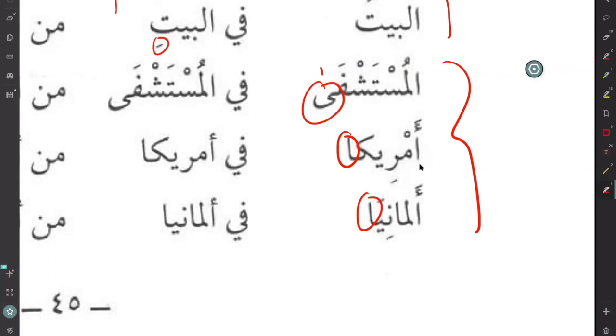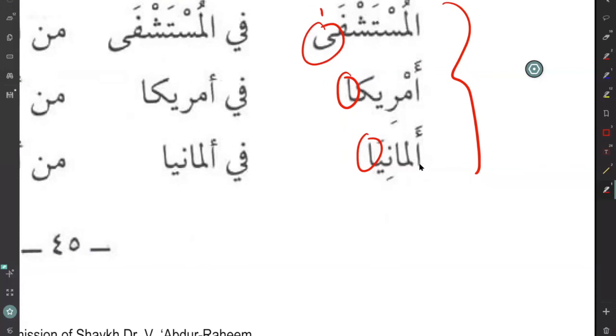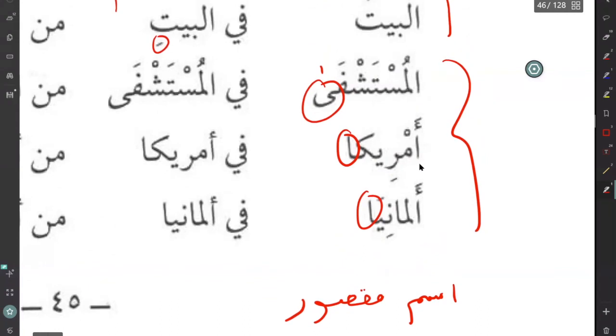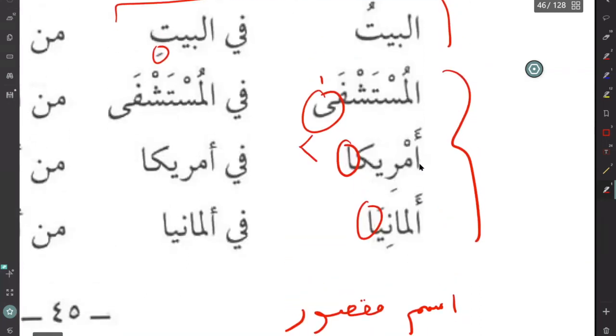When you have any noun that ends with alif, like in this case, America, this is an alif. Almania is an alif. Then it is called ismu maksur, which basically means nouns ending with alif maksura. You can also learn this one, alif maksura. If it ends with alif maksura, this alif is called alif maksura. You might want to learn this name. There's another one, alif mamduda, but it's not coming here. So alif maksura is when you have an alif at the end that looks like ya.